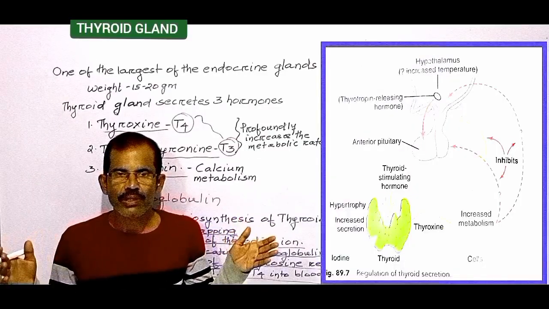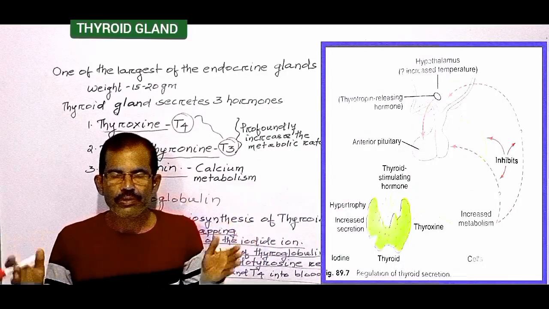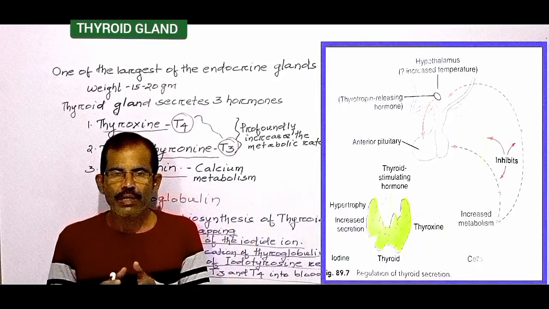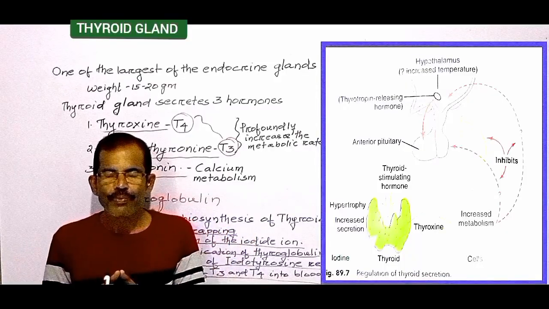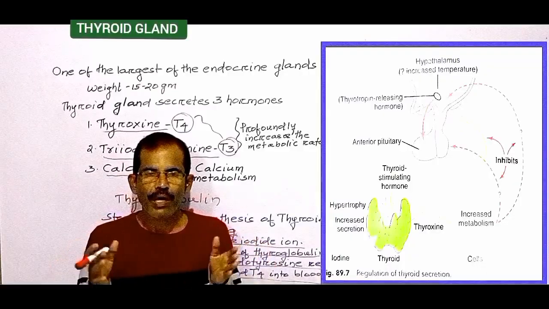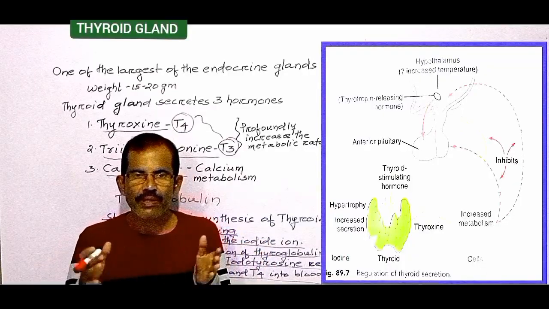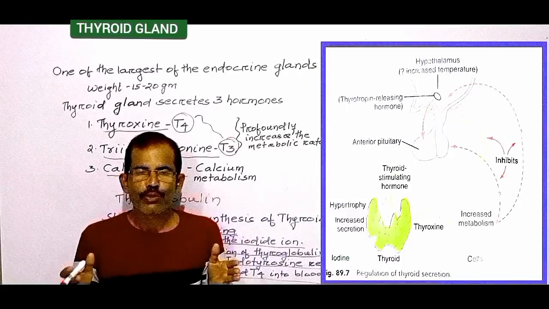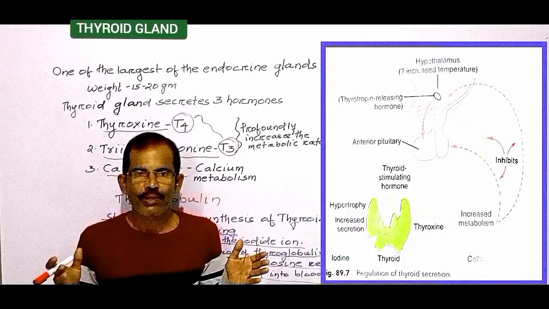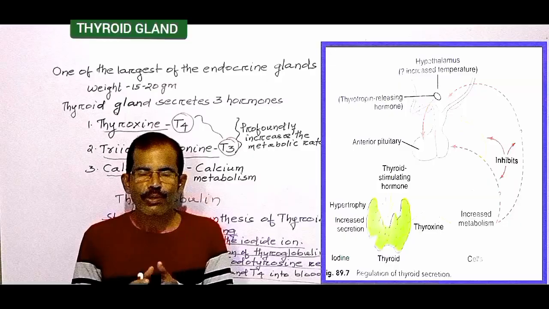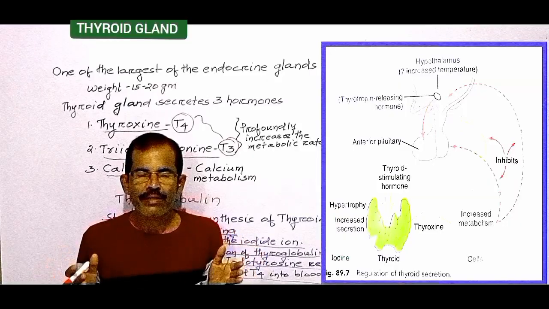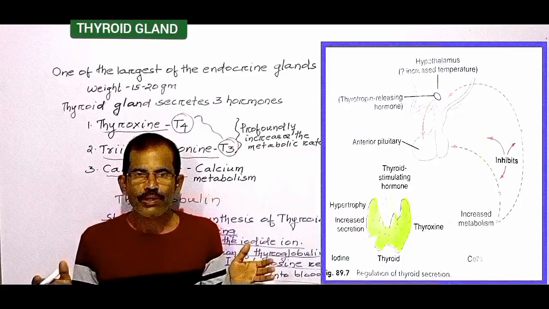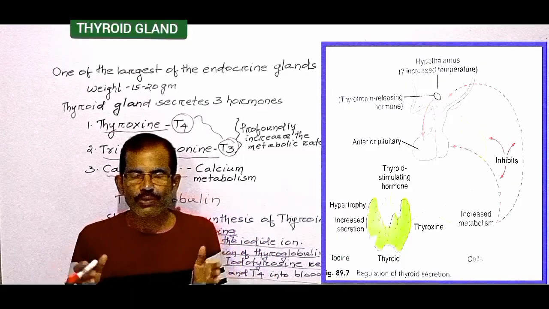Regulation of the secretion of the thyroid hormones. To maintain a normal level of metabolic activity in the body, a precise amount of thyroid hormones must be secreted at all times. This is achieved through specific feedback mechanisms that operate through the hypothalamus and the anterior pituitary gland to control the secretion of the thyroid hormones.